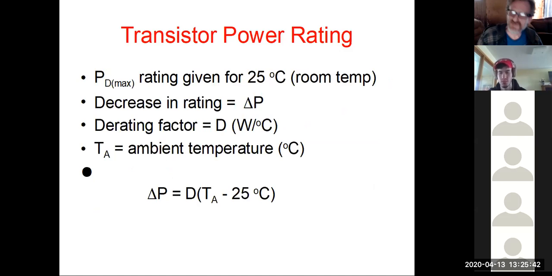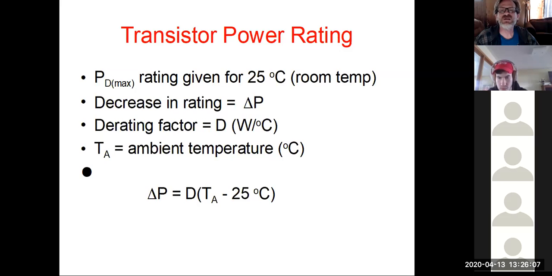And here we go. So what are we looking at here? Our maximum power rating for a standard is at 25 degrees Celsius. And as the temperature goes up, you see the second point: the decrease in rating is equal to delta P, where delta is something we use in calculus. What that signifies is really all it's saying is a change in P.